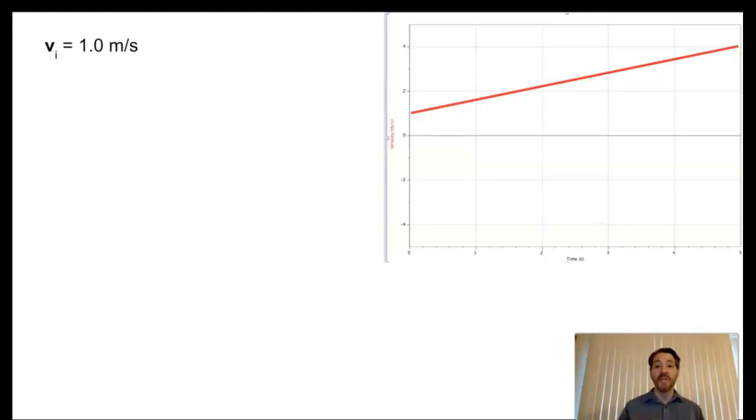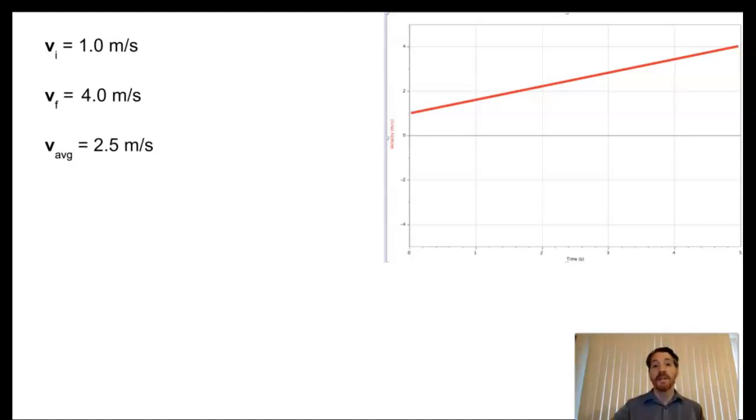I can determine the initial velocity just by reading the graph, 1.0 meters per second. I can determine the final velocity by reading the graph over here. The final velocity, at least for the period of time we have, is that the object got up to 4 meters per second. From those two pieces of information, I could determine the average velocity, which is 2.5 meters per second. I'm just averaging the initial and final velocities.